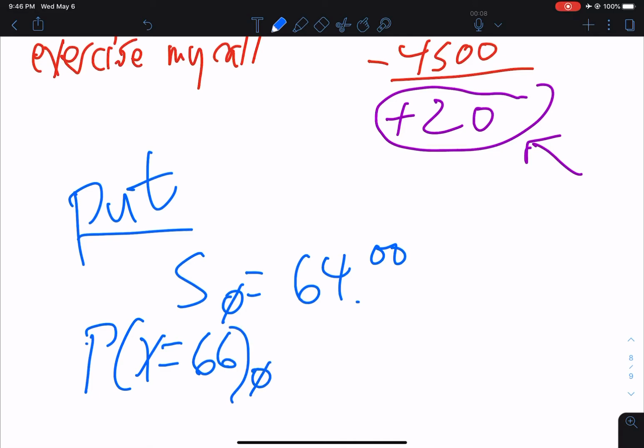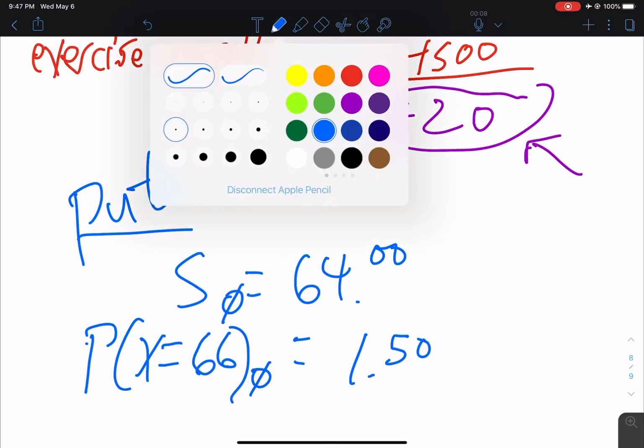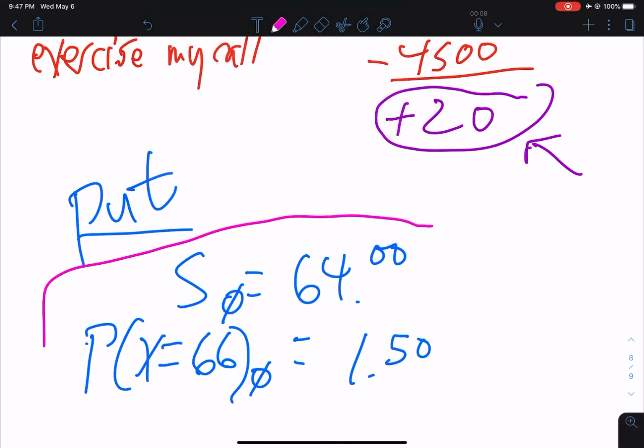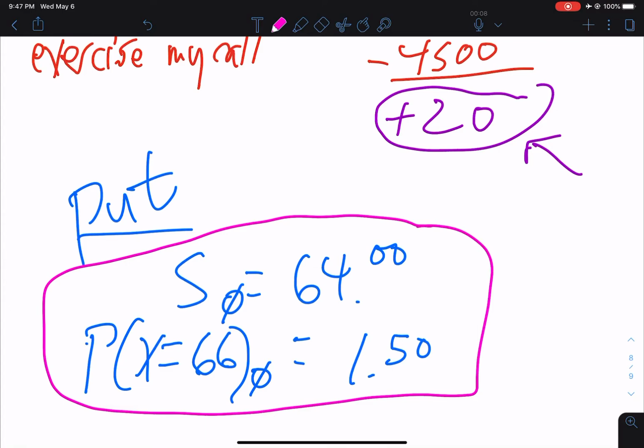It has an expiration date sometime in the near future. We'll say I don't need to specify that now. And let's say that put has a price of $1.50 on a per share basis, so $150 for the contract. Okay, so what can we do? What can we do if we run into a circumstance where we see these prices simultaneously? What can we do?